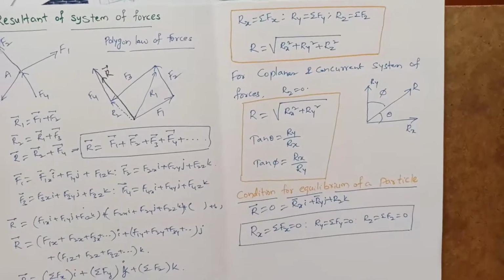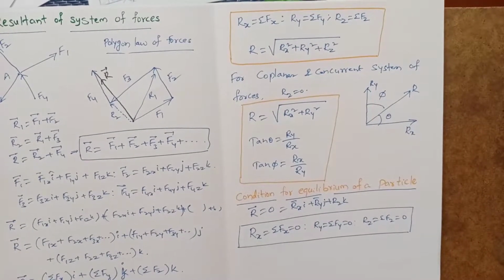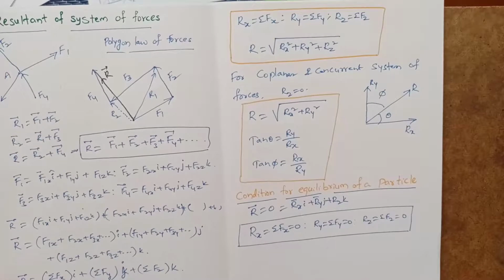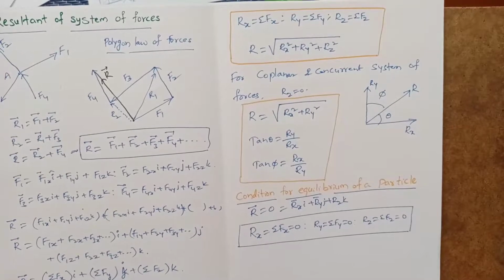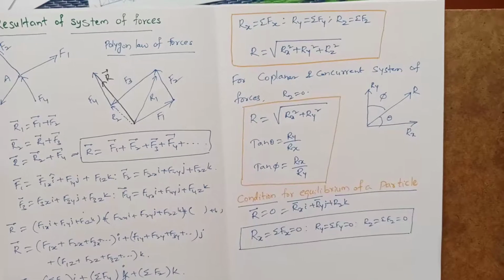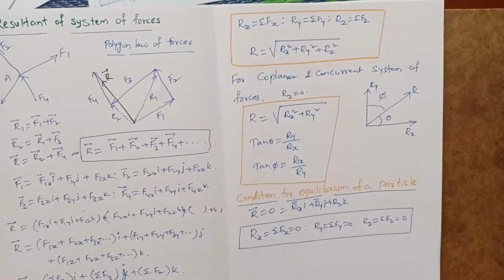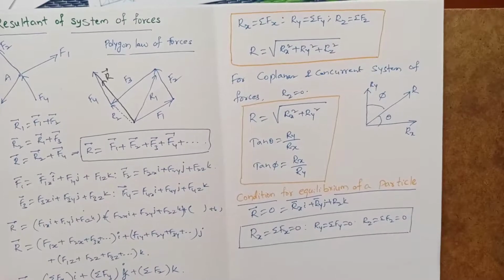Here sigma Fx means the algebraic summation of x components of all the forces acting on a body. Sigma Fy means the algebraic summation of y components of all the forces acting on a body. Sigma Fz means the algebraic summation of z components of all the forces acting on a body. All these must be equal to 0 for the body to be in equilibrium.